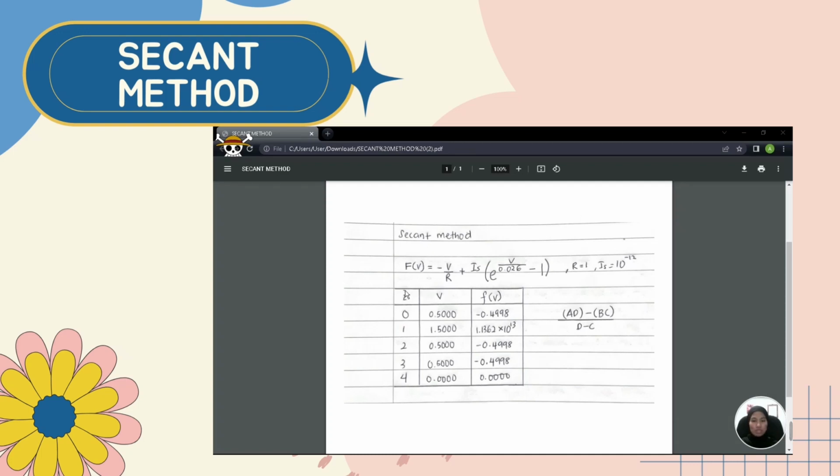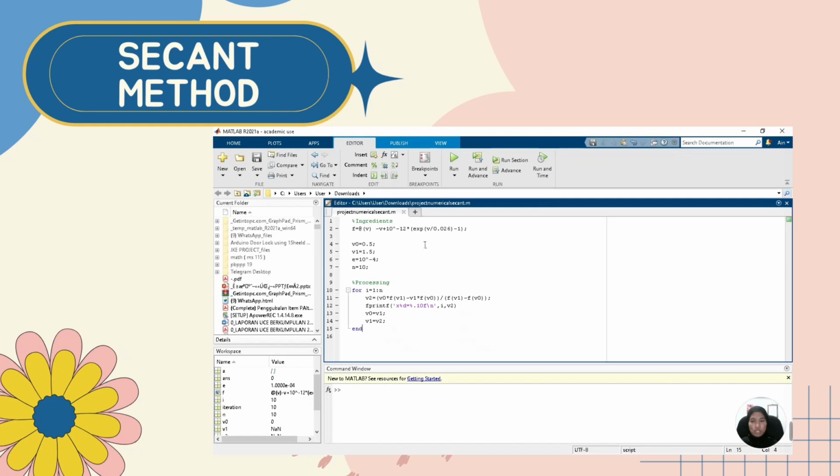This is our equation for our question. f(V) equal to negative V per R plus IS exponent V per 0.026 minus 1. The value for the resistor is 1, meanwhile the current IS equal to 10 to the negative 12. This is the result for our manual calculation. Next is the MATLAB.